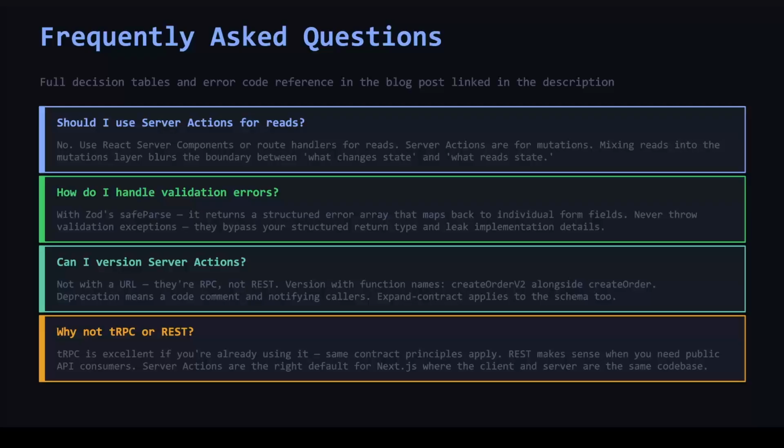Can I version server actions? Not with a URL. They are RPC, not REST. Version with function names. createOrderV2 alongside createOrder. Deprecation means a code comment and notifying callers. Expand contract applies to the schema too. Why not tRPC or REST? tRPC is excellent if you're already using it. The same contract principles apply. REST makes sense when you need public API consumers. Server actions are the right default for Next.js where client and server are the same code base.